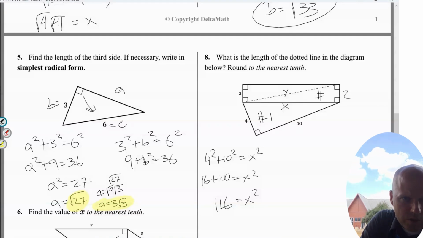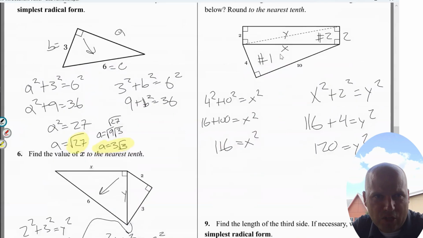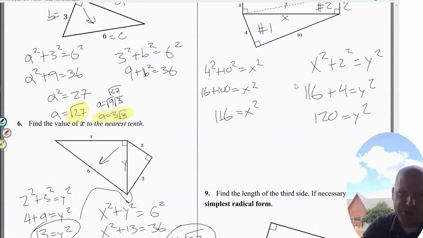Then the second triangle, so this is number 1 here. This is number 2 here. Number 2, I have X squared plus 2 squared equals Y squared. Well, X squared is 116. 2 squared is 4. Y squared, we have 120 equals Y squared. They ask you to round to the nearest tenth, but we want simplest radical form in this class. So we will take the square root of 120.